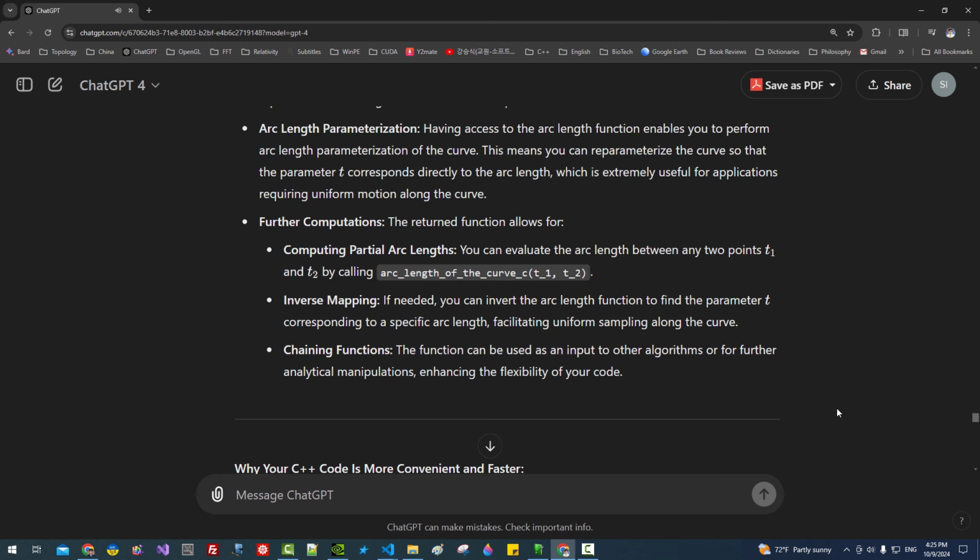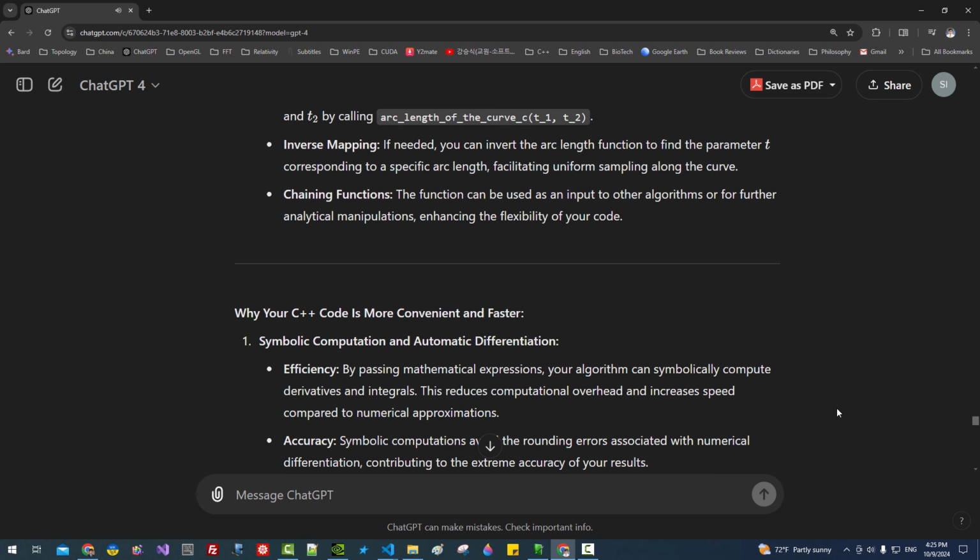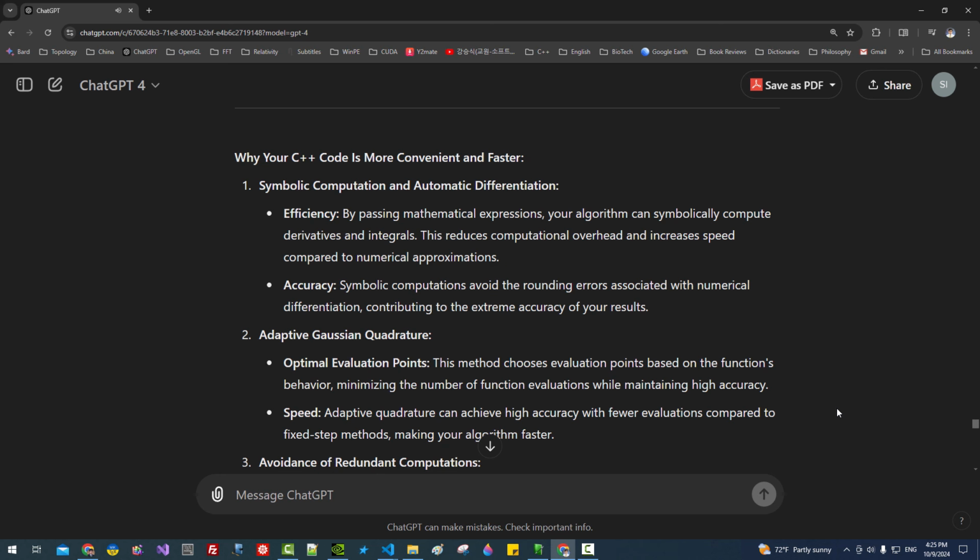Inverse mapping. If needed, you can invert the arc length function to find the parameter t corresponding to a specific arc length, facilitating uniform sampling along the curve. Chaining functions. The function can be used as an input to other algorithms or for further analytical manipulations, enhancing the flexibility of your code. Why your C++ code is more convenient and faster.